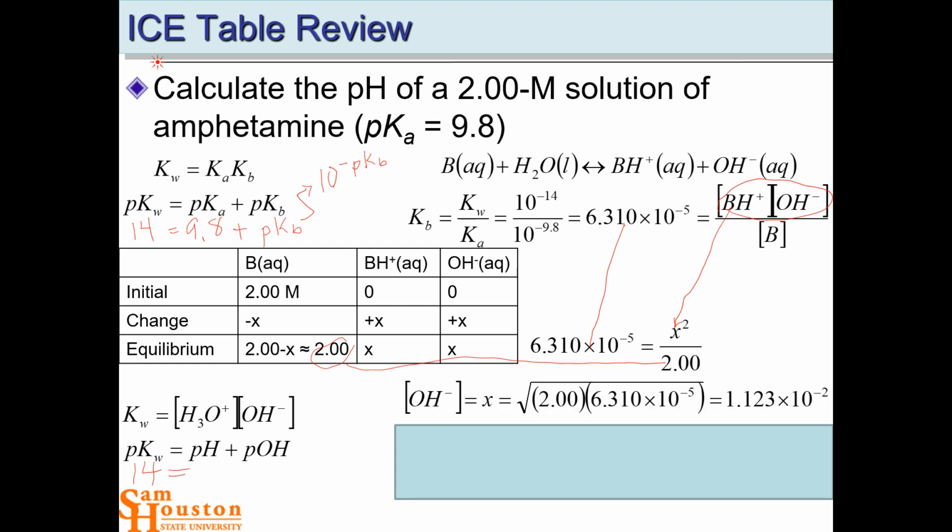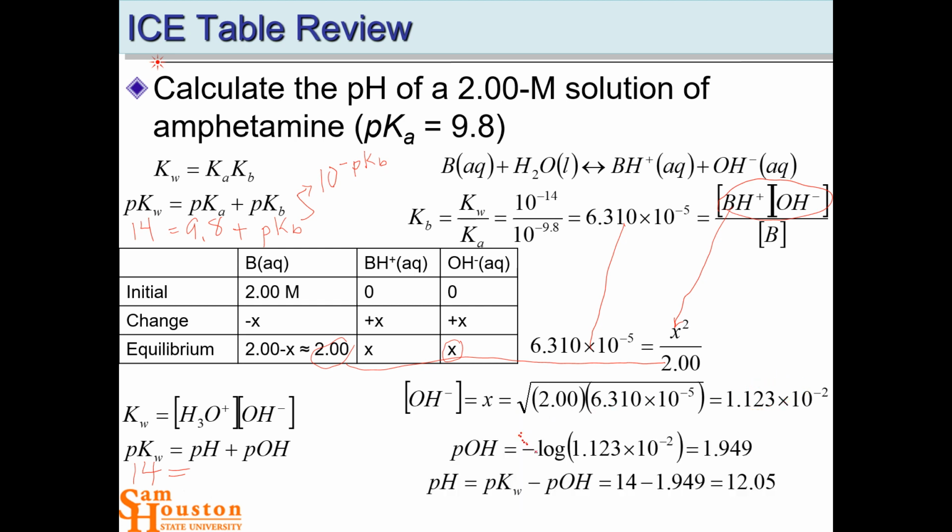So our hydroxide concentration is, if we move the 2 over, 2 times our Kb value, and then it's x squared, so we take the square root, and that equals x. And that's the hydroxide concentration. So this is our concentration of hydroxide. We take the minus log of that, and we get 1.949. And that will be an answer on the test. But that is the wrong answer.